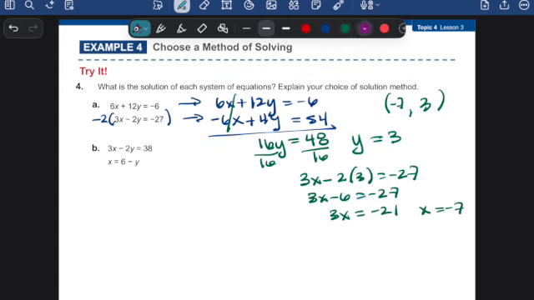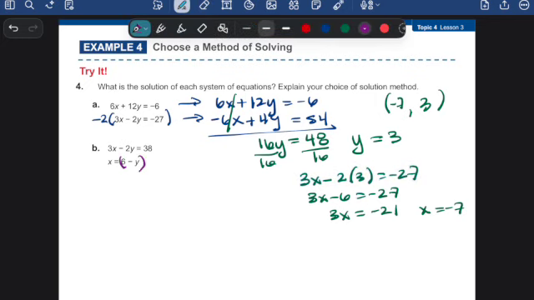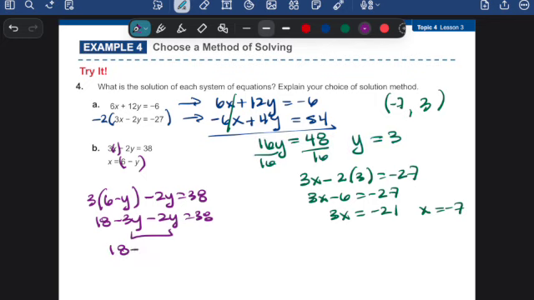Okay, let's do the second one. Part B, I can already see what x equals. So I'm going to use substitution. I'm just going to substitute whatever's in the parentheses into the first equation. So 3 times everything in the parentheses minus 2y equals 38. Don't forget to copy the rest of the equation, then distribute. 18 minus 3y minus 2y equals 38. Combine my like terms. 18 minus 5y equals 38.